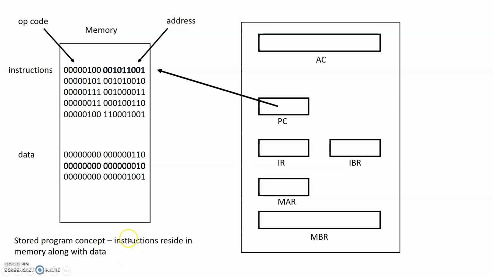Now, it follows what's known as the stored program concept, in which the instructions reside in memory along with the data. And so this is supposed to be a logical representation of the memory represented in binary, and a portion of the memory has the instructions, and a portion of memory has the data. Each instruction has two pieces to it. The first piece being the opcode, the second piece being the address it's acting on.